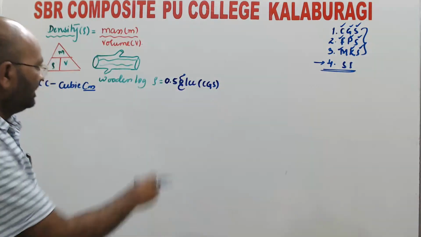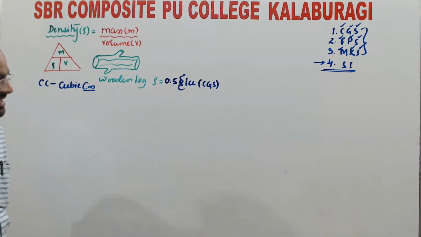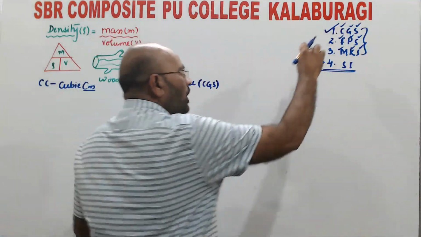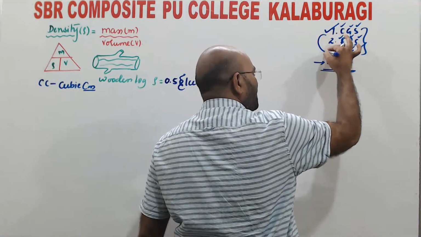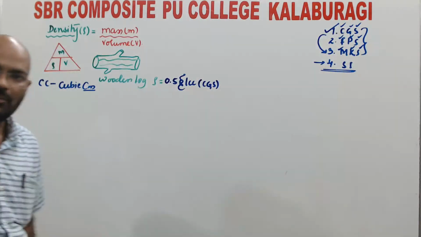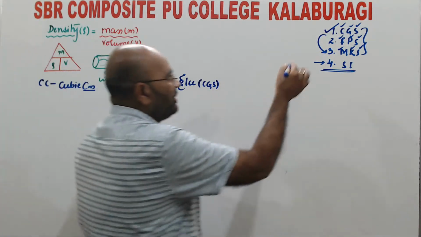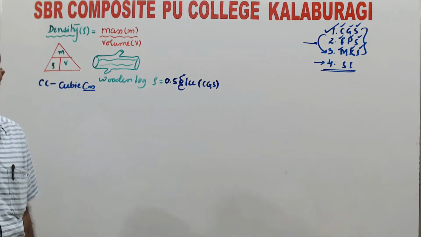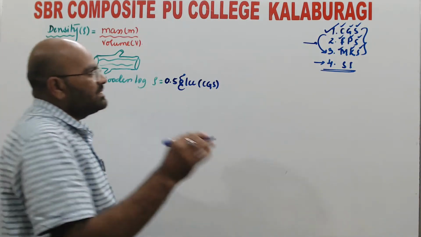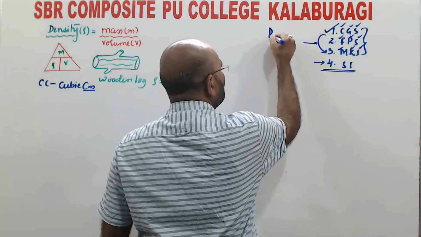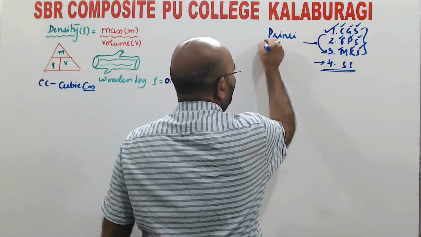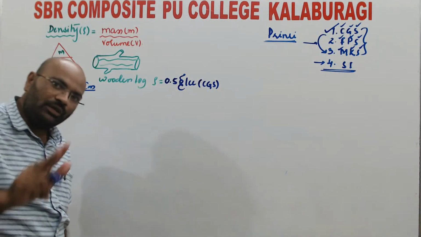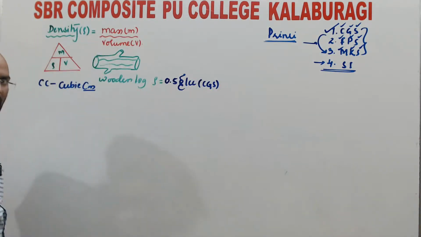Now, whatever value is given in one system, we have to convert it into another system. For this we use the principle of homogeneity. This is the first method. And second, we use the direct method. I will go with both methods. How to solve such problems?